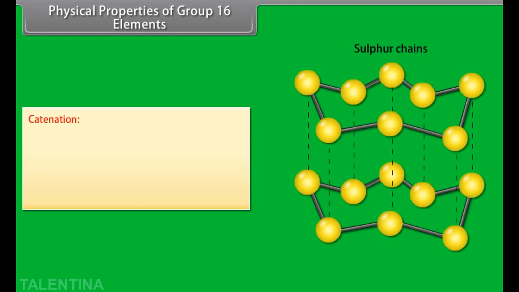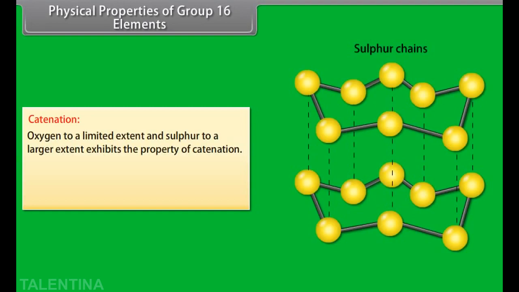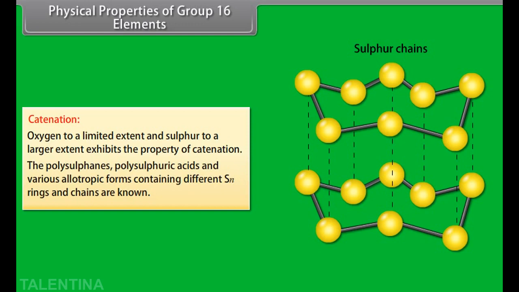Physical properties of group 16 elements. Catenation. Oxygen to a limited extent and sulphur to a larger extent exhibit the property of catenation. The polysulfanes, polysulphuric acids and various allotropic forms containing different Sn rings and chains are known. The sulfur-sulfur bond is very important in biological systems and occurs in proteins and enzymes.